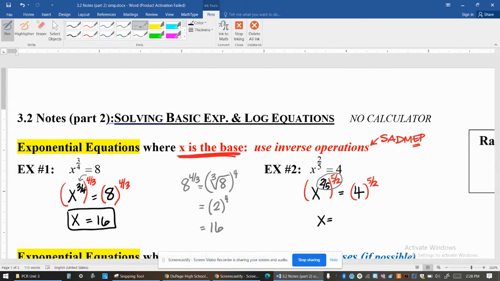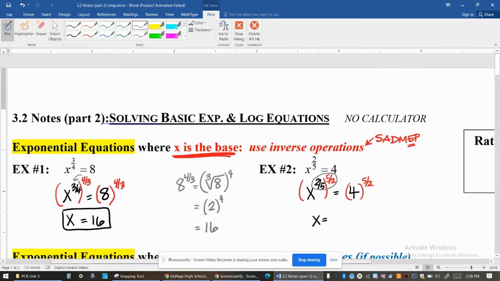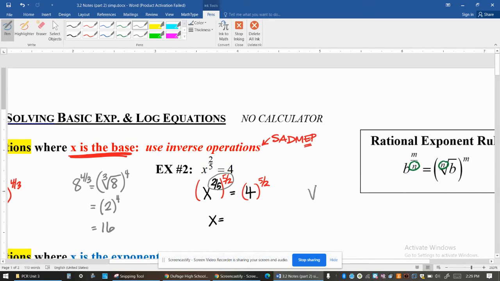And then 4 to the 5/2 power, remember the denominator is the root. So you're finding the square root of 4 and then raising that to the 5th power. Okay, so it's really important for you to be able to go back and forth from rational exponent to radical notation. The square root of 4 is 2, and 2 to the 5th power is 32. So the solution here is x equals 32.